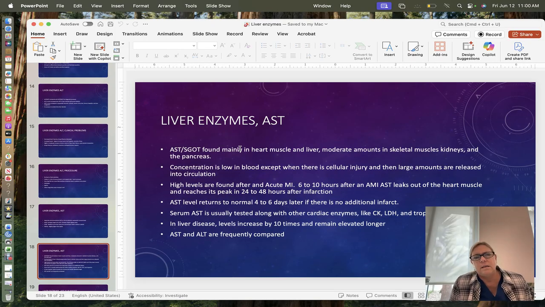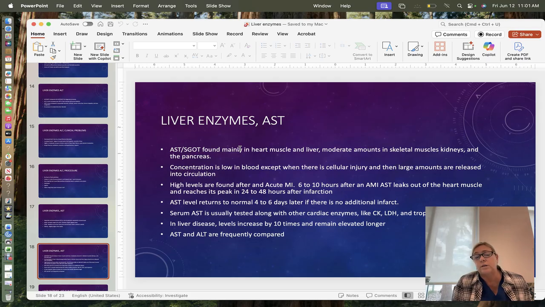So AST or SGOT is found mainly in heart muscle, liver, moderate amounts in the skeletal muscle, kidneys, and the pancreas. The concentration is low in the blood, except when there is cellular injury, and then large amounts are released into the circulation. High levels are found after an acute MI. 6 to 10 hours after an acute MI, AST will leak out of the heart muscle and it will reach its peak in about 24 to 48 hours after infarction.